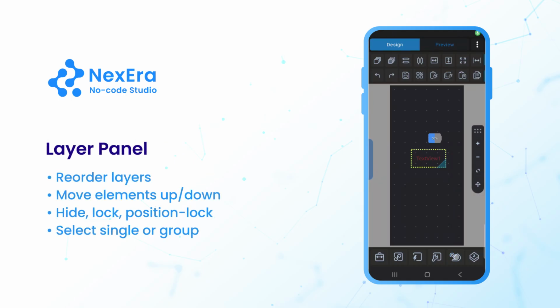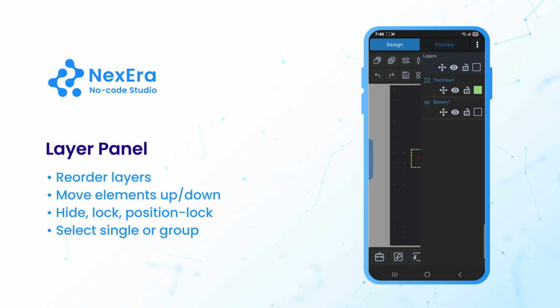After precision editor, we have the layer panel. This panel is really helpful when you have multiple components stacked on top of each other or multiple components in one page. You can quickly reorder layers, move elements above or below others, or select multiple components at once. You can also hide components, or lock them completely to work on another component, or lock only their position so you can still adjust their size.